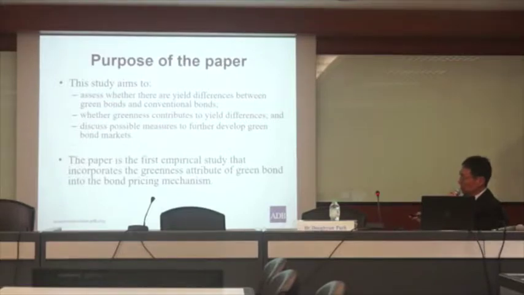And then, based on our analysis, we do want to discuss some possible policy options to further promote green bond markets. And I think, again, it's important to note what is the value added or original contribution of our study to the literature. And it is this, that our paper is the first paper that tries to empirically incorporate this greenness indicator, and then I will explain what greenness indicators we use later, so you have a better idea. We try to empirically assess the effect of greenness indicator in the pricing of green bonds.